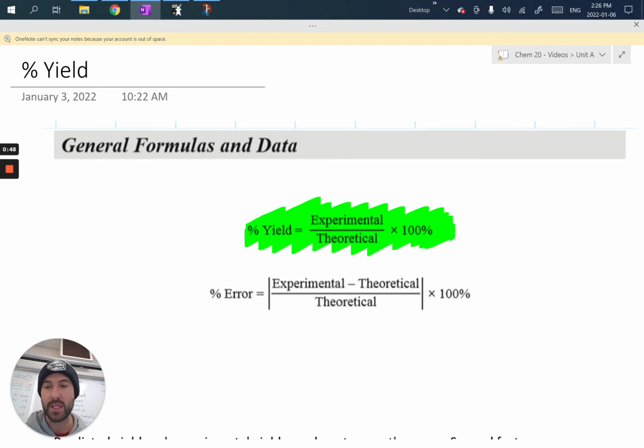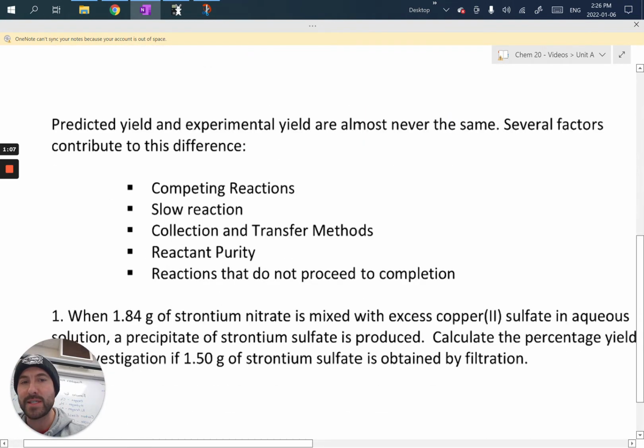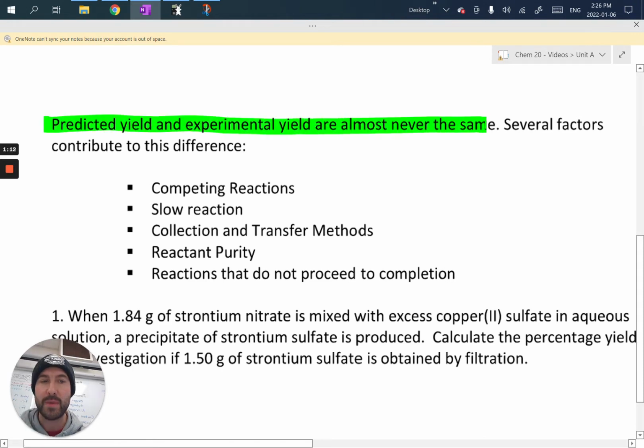So percent yield is basically a comparison of how much I expected, my theoretical value that I calculated in my stoich, to my actual or my experimental value that I got from my experiment. Usually these numbers are not the same, and they're almost never the same.